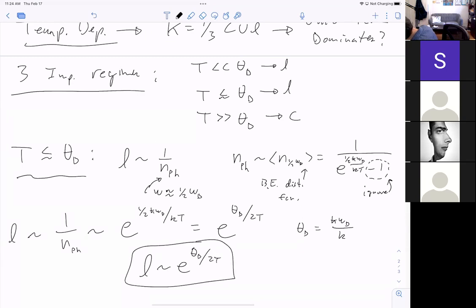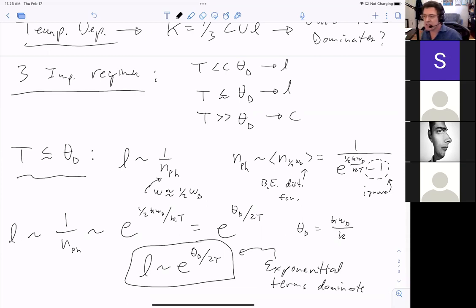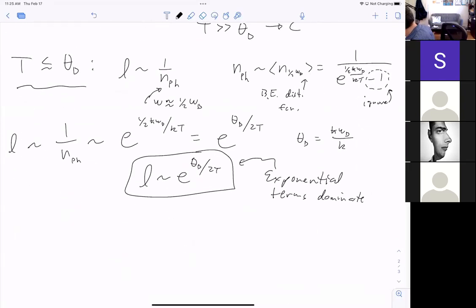that's exponential. And so exponential terms dominate. You guys have seen that before. If I have some expression, if there's an exponential term, that typically dominates. And so that's why the mean free path dominates in this temperature regime, because the other terms, the velocity of a phonon is not strongly temperature dependent, and the heat capacity, we derived that the other day, it's not exponential. And so this dominates.